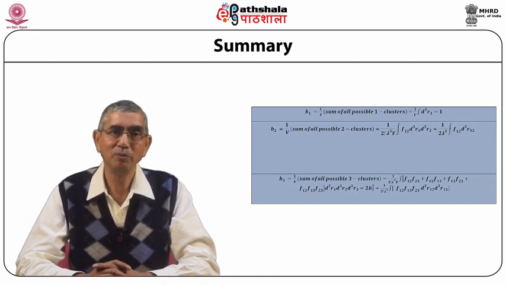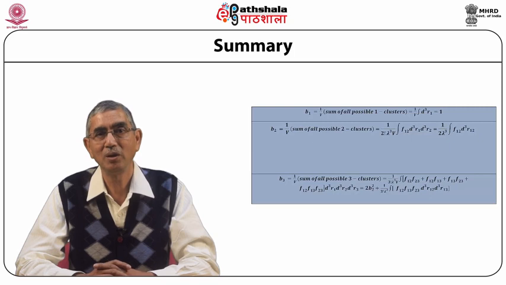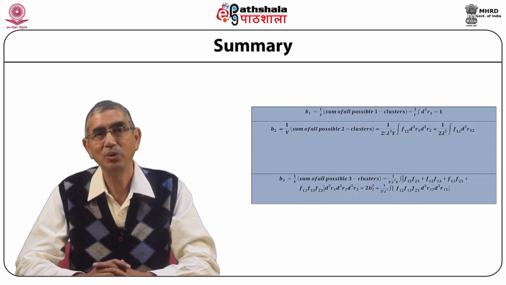b3 is equal to 1 upon V times the sum of all possible 3-clusters, which is equal to 1 upon 3 factorial lambda cubed times V integral of f12 f23 plus f12 f13 plus f13 f23 plus f12 f13 f23, integrated over r1 r2 r3, which is equal to 2 b2 squared plus 1 upon 3 factorial lambda cubed integral over f12 f13 f23 d cubed r12 d cubed r13.